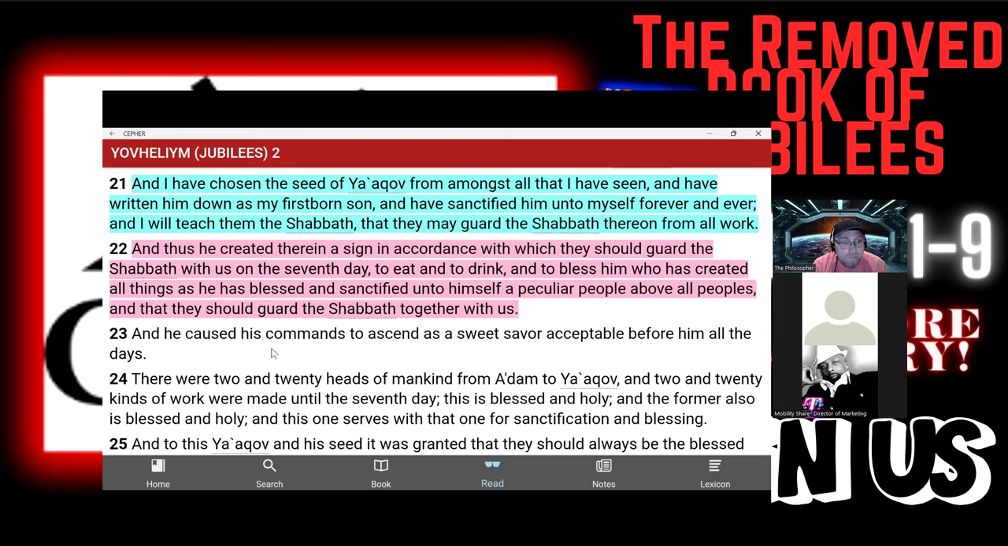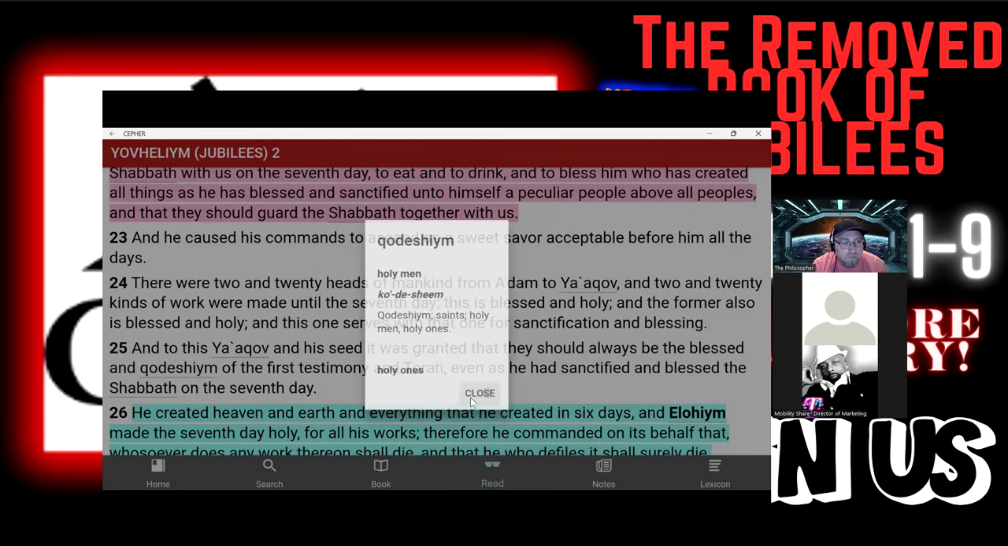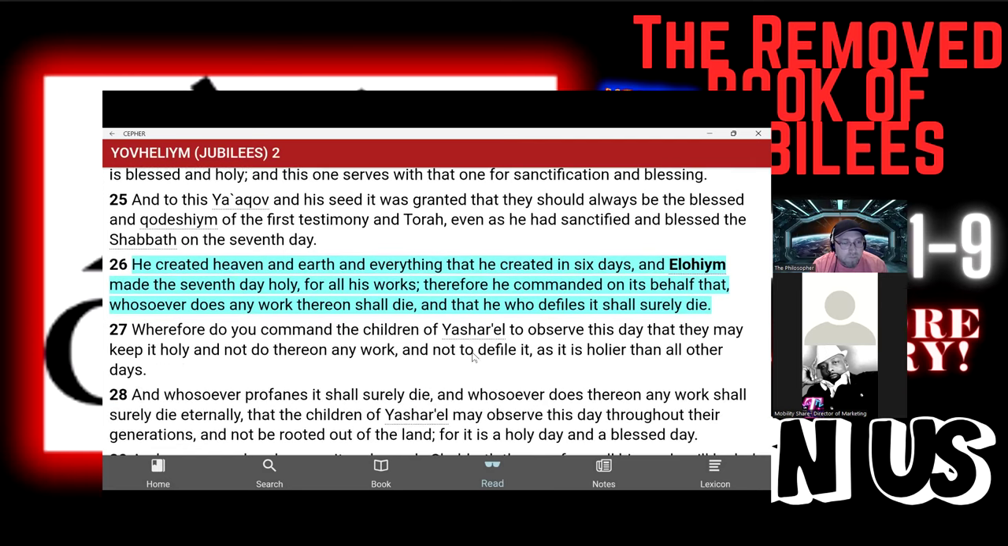And he caused his commands to ascend as a sweet savor acceptable before him all the days. There were 22 heads of mankind from Adam to Jacob. And 22 kinds of work were made until the seventh day. This is blessed and holy, and the former also is blessed and holy. And this one serves with that one for sanctification and blessing. And to this Jacob and his seed, it was granted that they should always be the blessed and holy. What was that word? Holy men. Saints. Yeah, holy men are saints. Saints of the first testimony and Torah, even as he had sanctified and blessed the Sabbath on the seventh day. He created heaven and earth and everything that he created in 6 days. And Yahuwah made the seventh day holy for all his works.